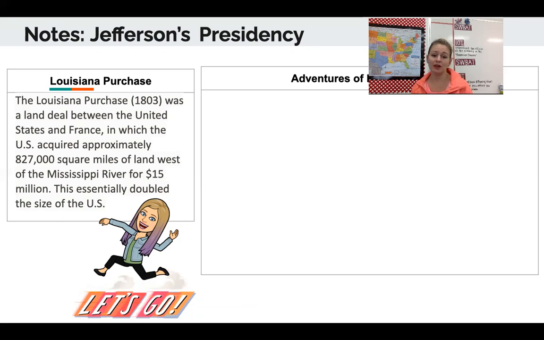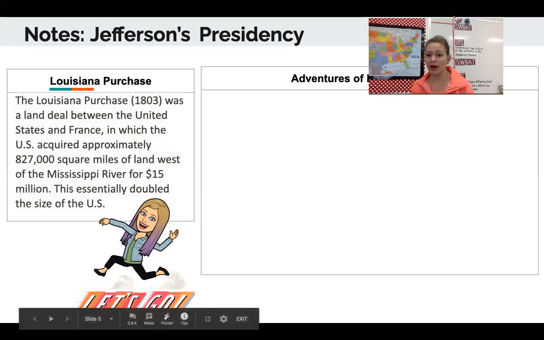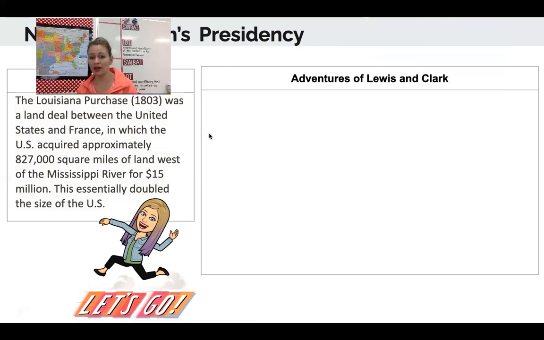Now you need to keep in mind that this purchase was made, and now this was going to be U.S. territory, but there are lots and lots of Native Americans who are still living here who really are not necessarily super thrilled about the fact that all of a sudden their land is being just traded off between other countries and taken away, essentially, because we'll continue to move more and more west and continue to take land from the Native Americans.